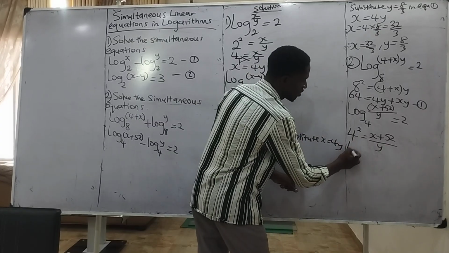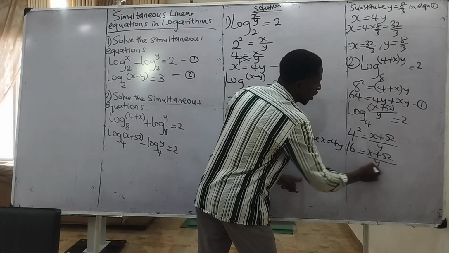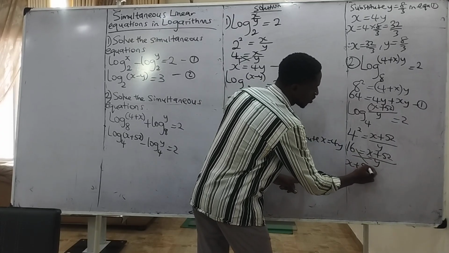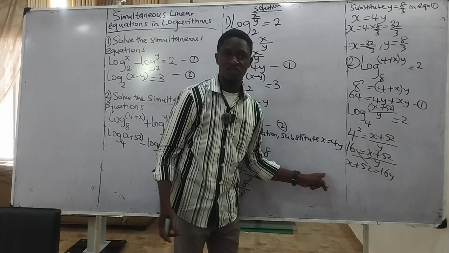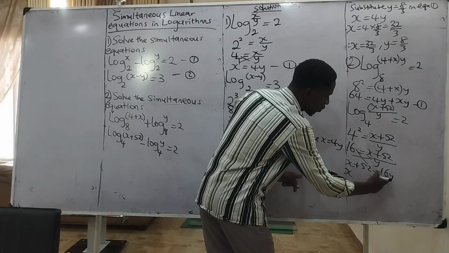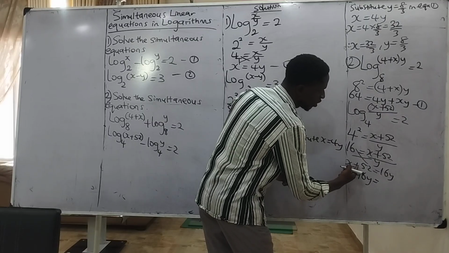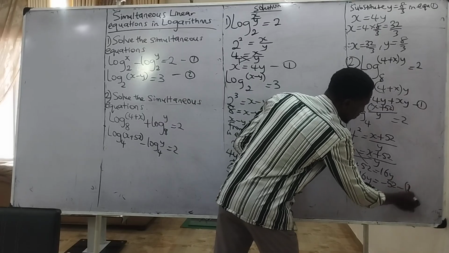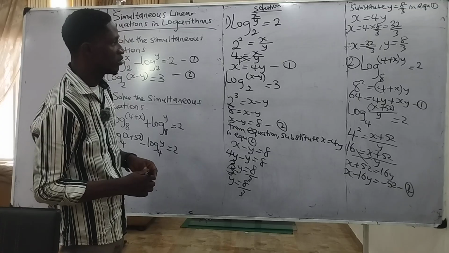4 squared is 16, which is equal to (x plus 52) all over y. We'll cross multiply. So we have x plus 52 is equal to 16y. Let us bring them to one side. So we have x, when 16y comes here it is minus 16y, is equal to, when plus 52 comes here it is minus 52. Equation 2. So you can use any of these to make this the subject.